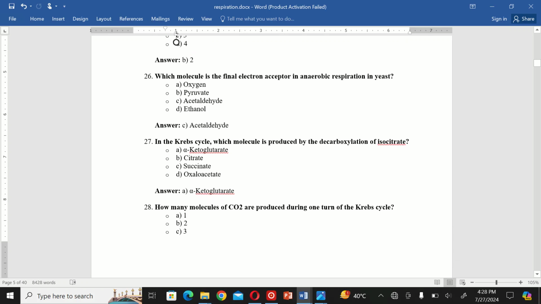The next MCQ is: which molecule is the final electron acceptor in aerobic respiration in yeast? A. Oxygen, B. Pyruvate, C. Acetaldehyde, and D. Ethanol. So the correct option is C.